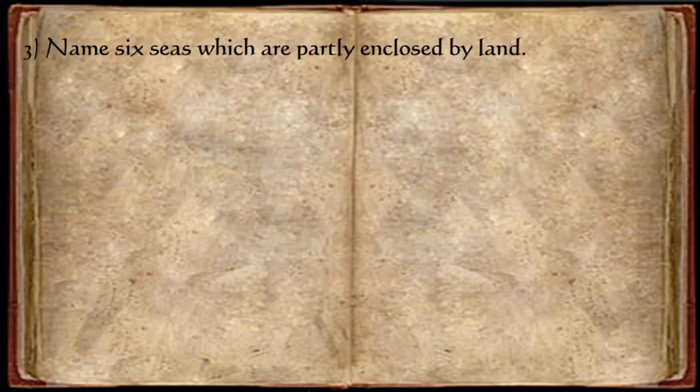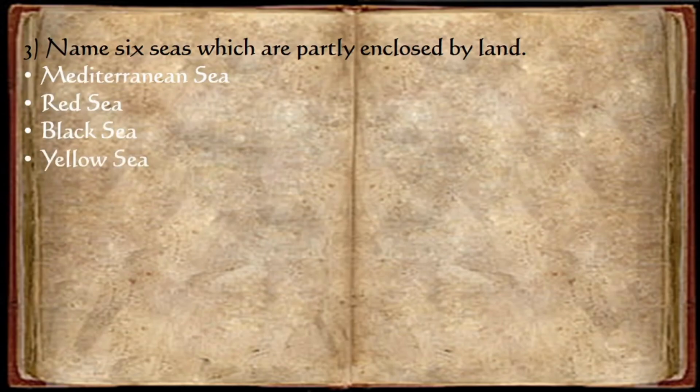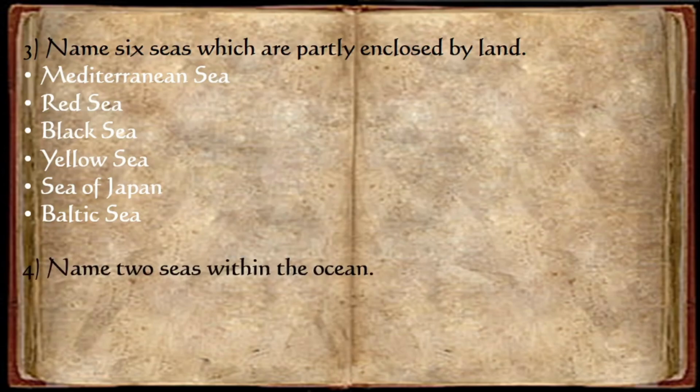Name six seas which are partly enclosed by land: Mediterranean Sea, Red Sea, Black Sea, Yellow Sea, Sea of Japan, Baltic Sea. Name two seas within the ocean: Arabian Sea and China Sea.